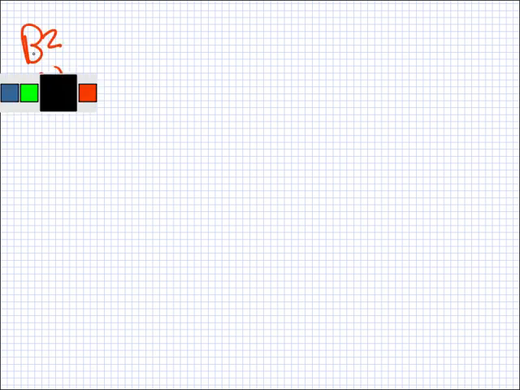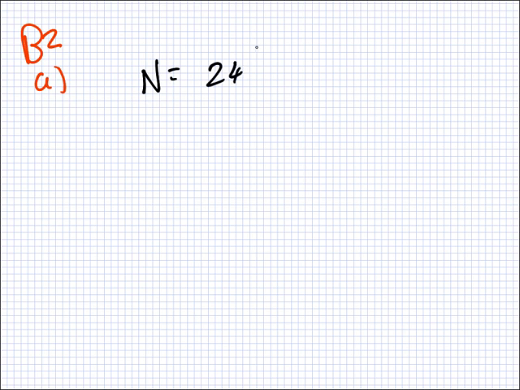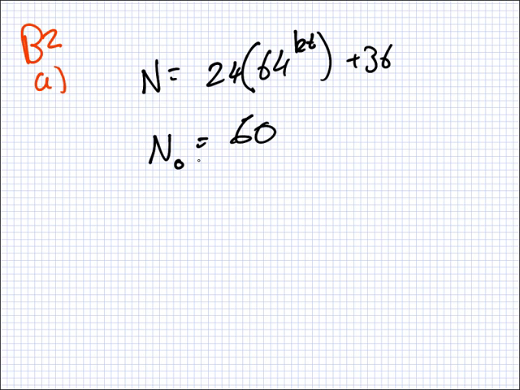B2A. Right, so what we have going on here, we have a formula for n. State the value of n when t is 0. So n is 24 times 64 power kt plus 36. And the first thing for 1 mark is what is n when t is 0. So that's 64 power 0, which is 1. 1 times 24 is 24. 24 plus 36 is 60, isn't it? 60. Fine.